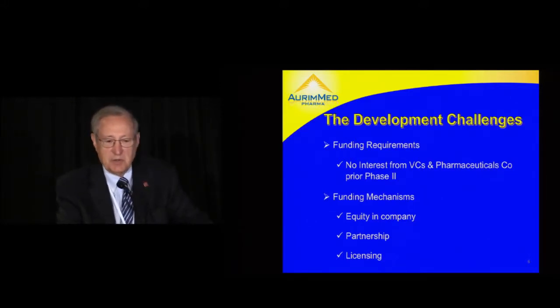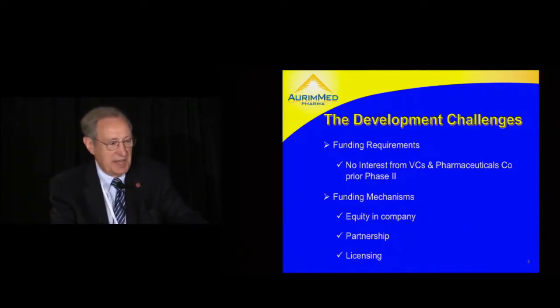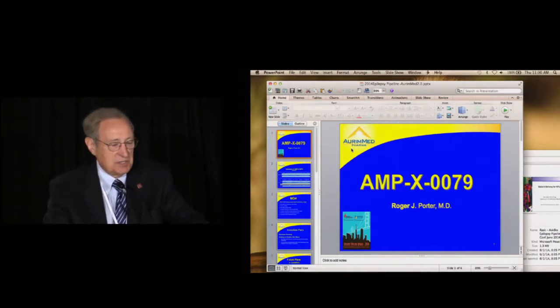He's contacted everyone from VCs and pharmaceutical companies. I happen to know that. And they say, well, tell us what you've got when you're into phase 1. Well, it takes $2 million to get to phase 1. He's giving away equity. He's offering partnership, licensing. He's doing everything he can to try to make this drug work. So that's AurimMed's AMP X0079. And as I said, I won't take any questions because I'm not competent to answer them.